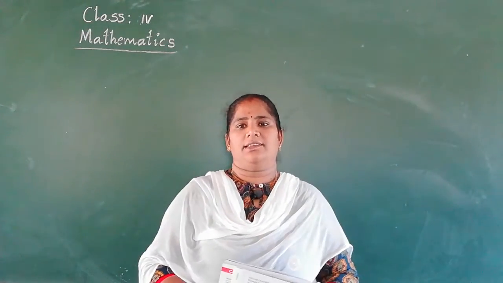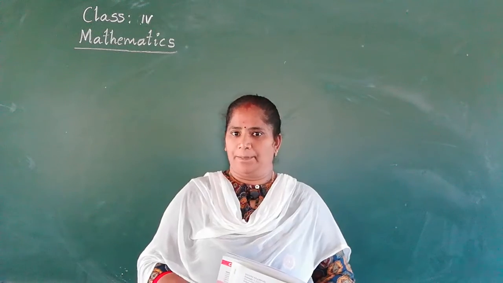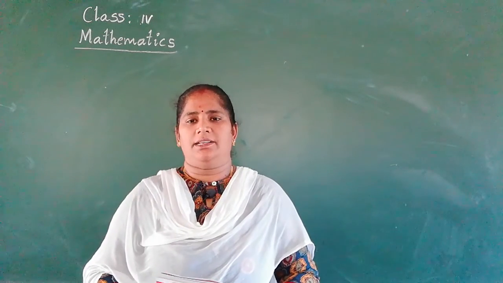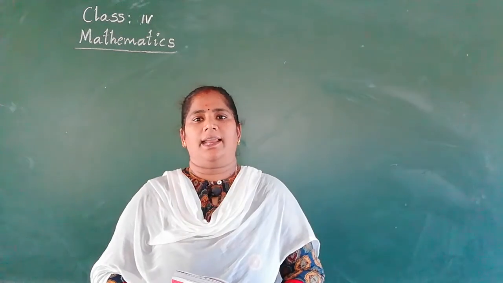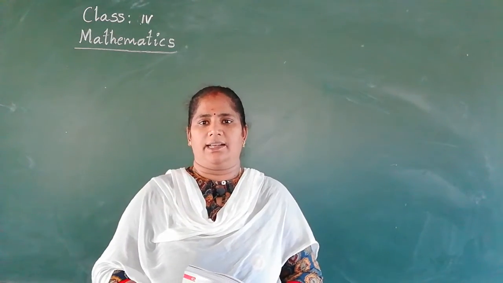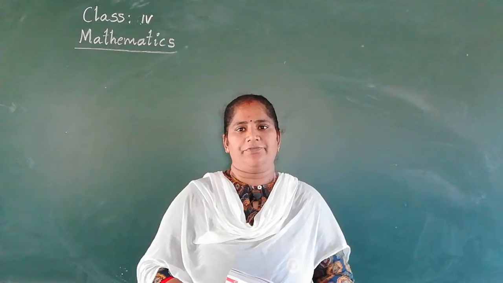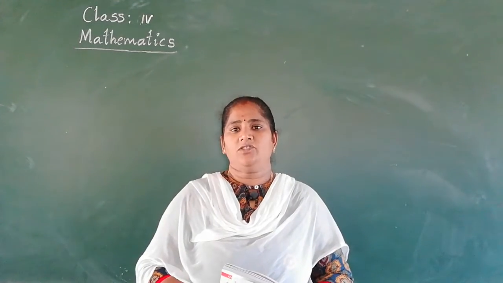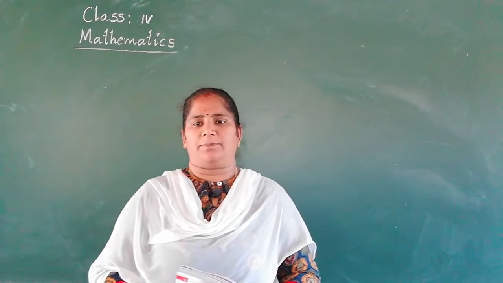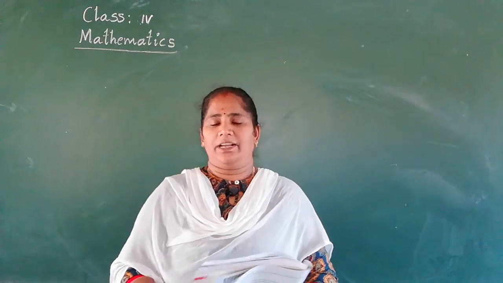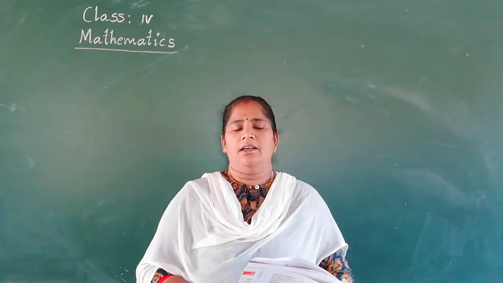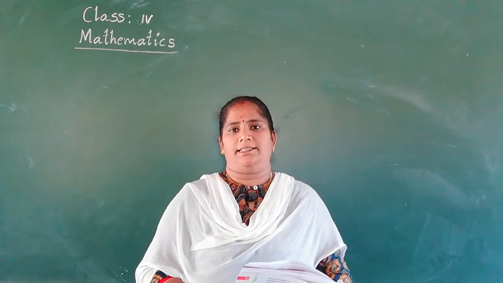So what we discussed in the last class, children, is comparing numbers, ordering of numbers, successor, predecessor, forming the greatest and the smallest numbers, isn't it? Did you practice yesterday in rough notes? Okay. Based on these concepts, today I am going to explain exercise 1B. We already completed exercise 1A.